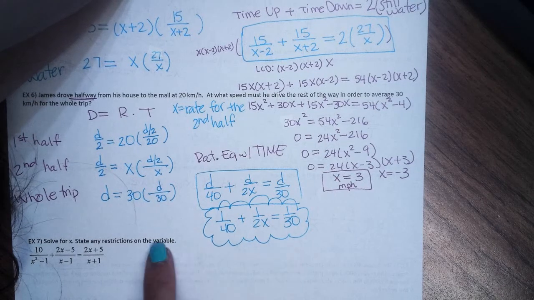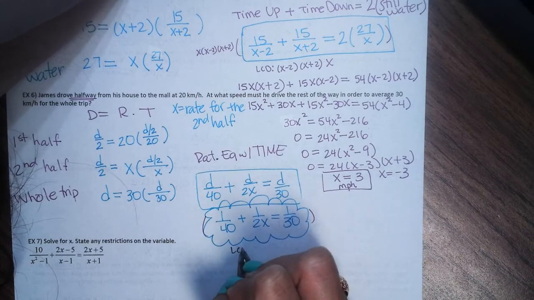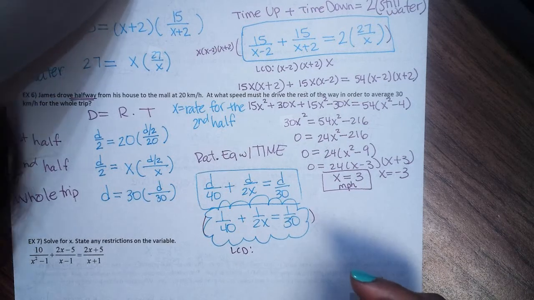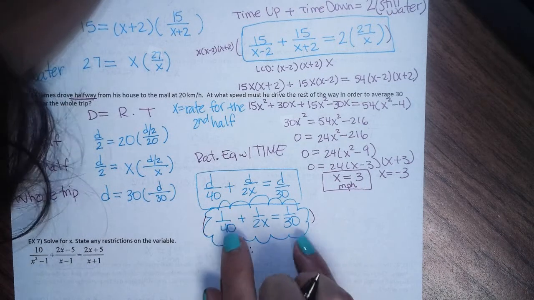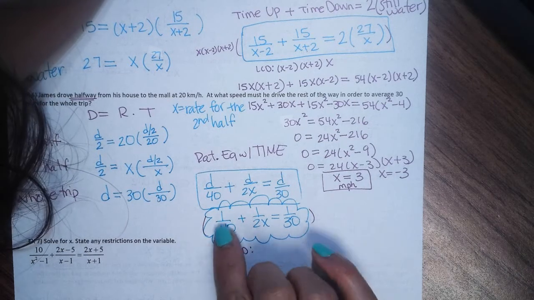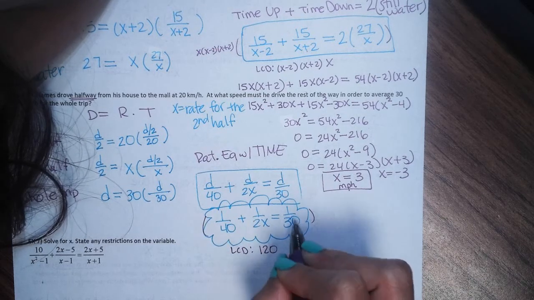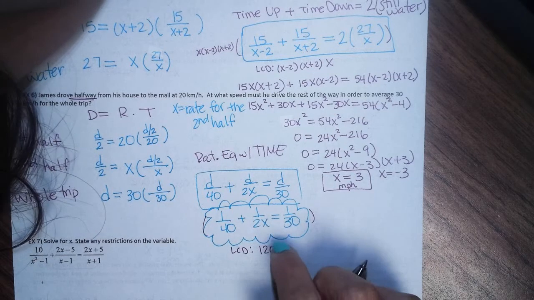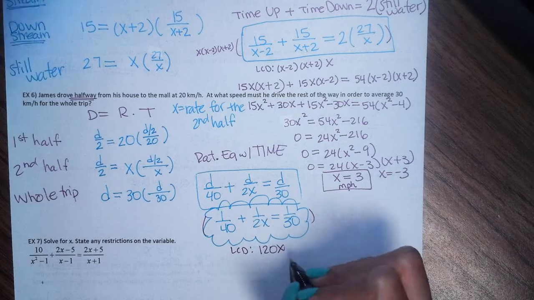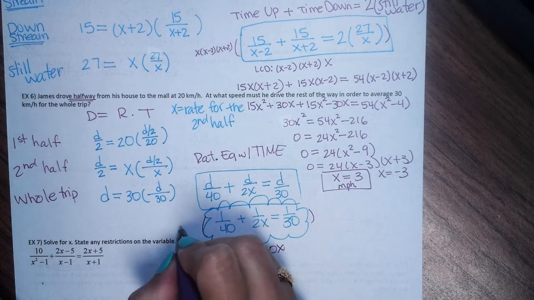So to solve this equation, multiply by the LCD. Okay, then what's the LCD here? 40, 2x, and 30. Because of the 40 and the 30, 40 and 30, 120? We're going to need at least a 120. And then the 2 is already part of the 120, so we're good. And then x. Okay, so I think the LCD is going to be 120x. So let's multiply the whole thing by 120x.